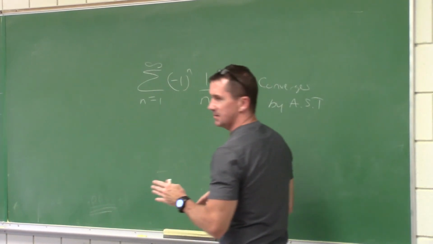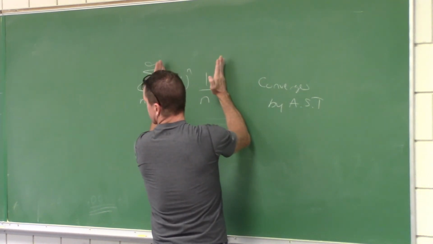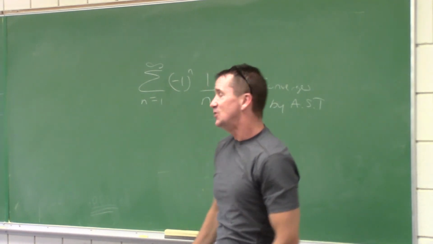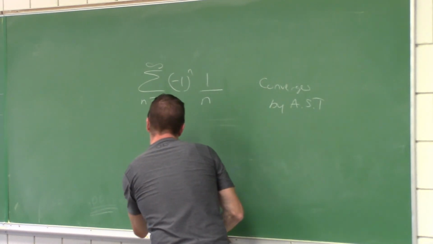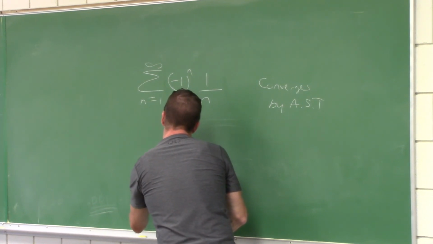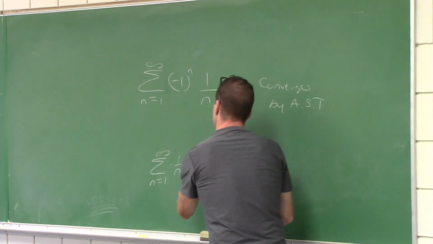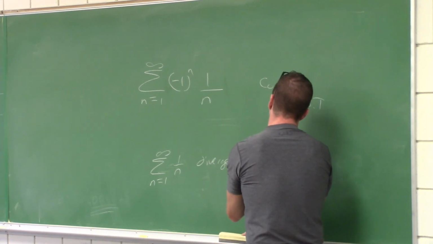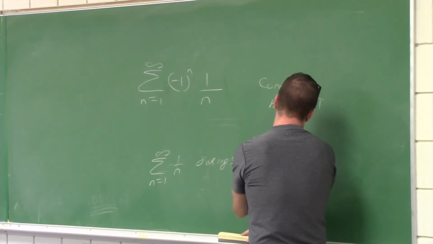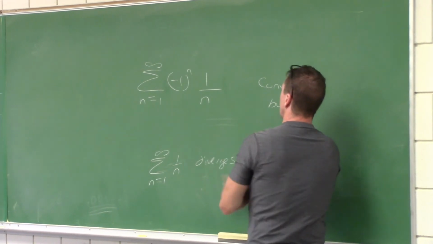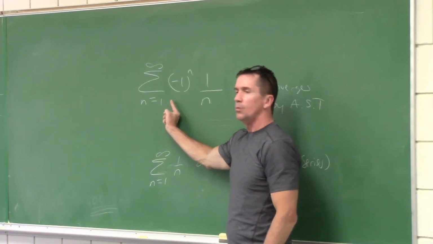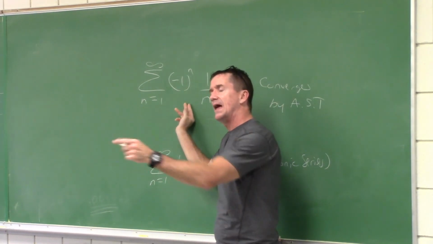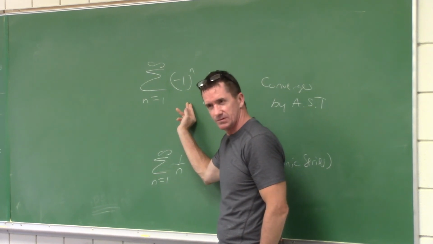But I want you to tell me something. What if I put absolute value bars on this? You'd get the summation of this. And what do you know about that series? It diverges because it's our harmonic series. So this series is convergent by the alternating series test. I just can't state that it's absolutely convergent.